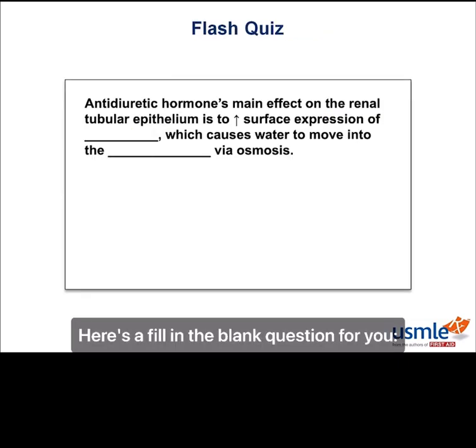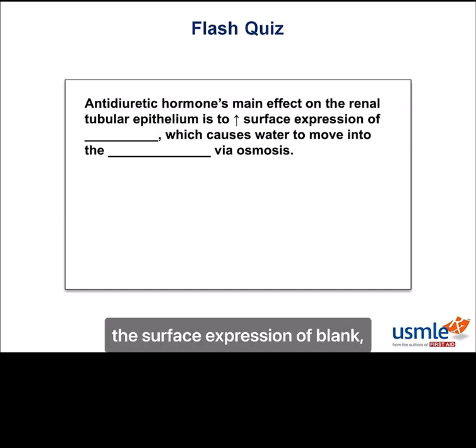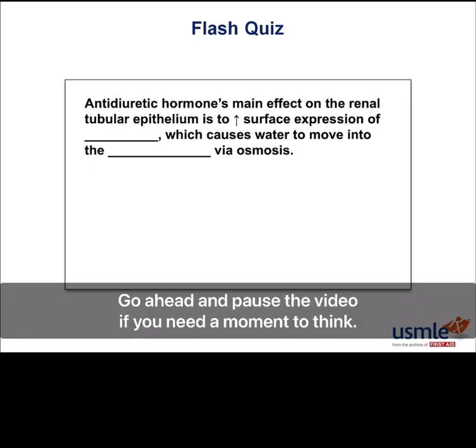Here's a fill-in-the-blank question for you. Antidiuretic hormone's main effect on the renal tubular epithelium is to increase the surface expression of blank, which causes water to move into the blank via osmosis. Go ahead and pause the video if you need a moment to think.